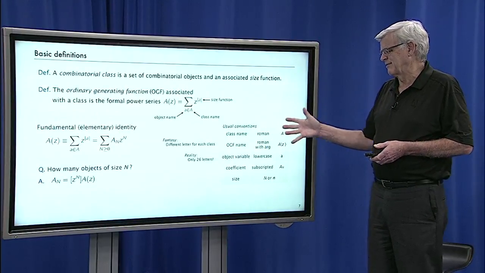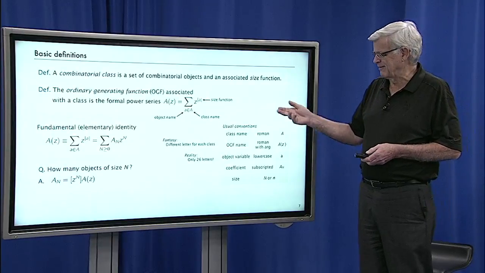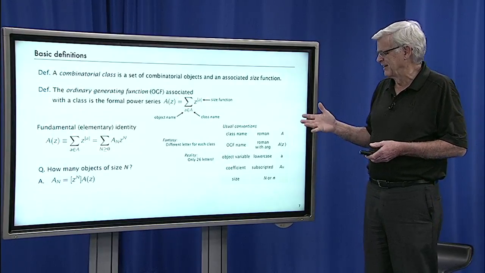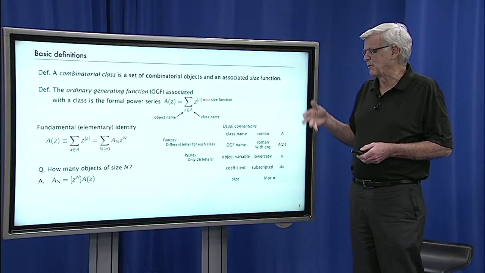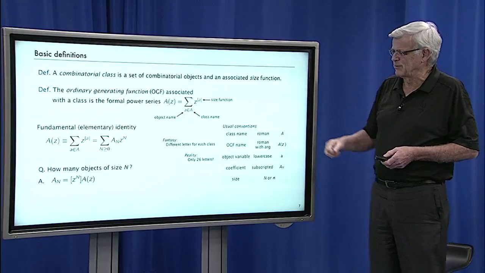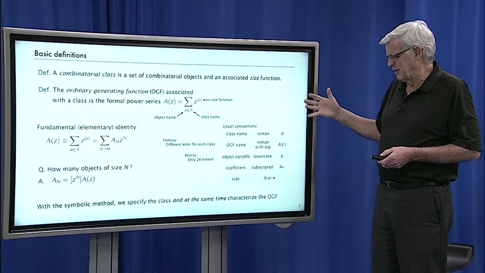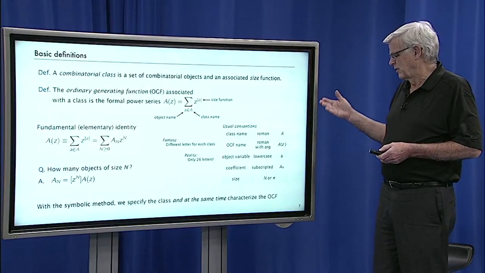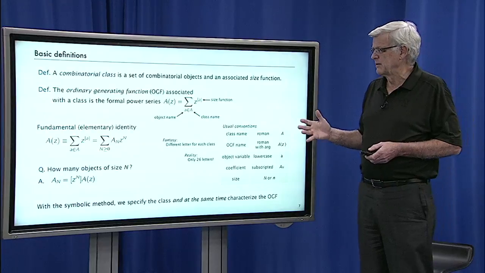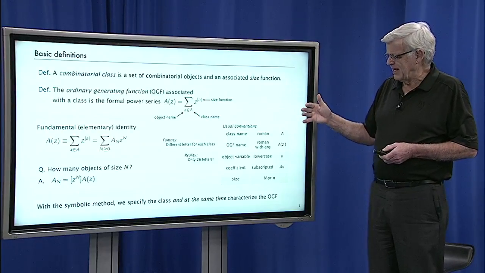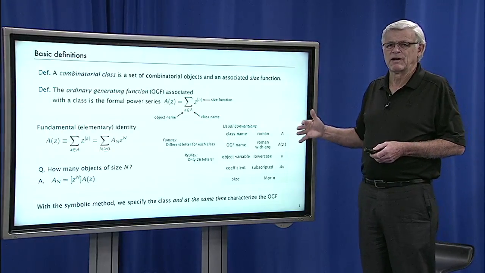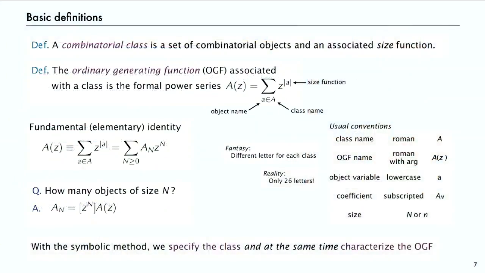And this kind of adopts a fantasy that we have a different letter for each class, but actually there's only 26 letters and we look at way, way more classes. So sometimes we have conflicts in these names, but we do the best we can. Now, with the symbolic method, what we can do is specify the class and at the same time characterize the generating function. And that's the process that we want to talk about today.